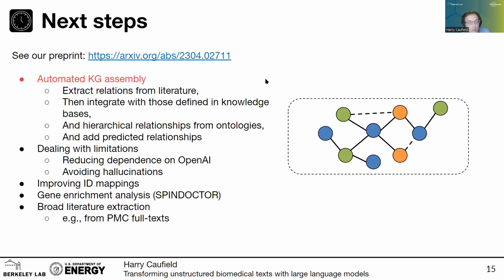I'll close out by mentioning we do have a preprint out on this that's readable, with the full description of the SPIRES method. Next steps on this are to essentially automate the process of knowledge graph assembly. We want to be able to extract relations directly from the literature, integrate them with those defined in other knowledge bases and ontologies, and essentially use those to identify predictive relationships.